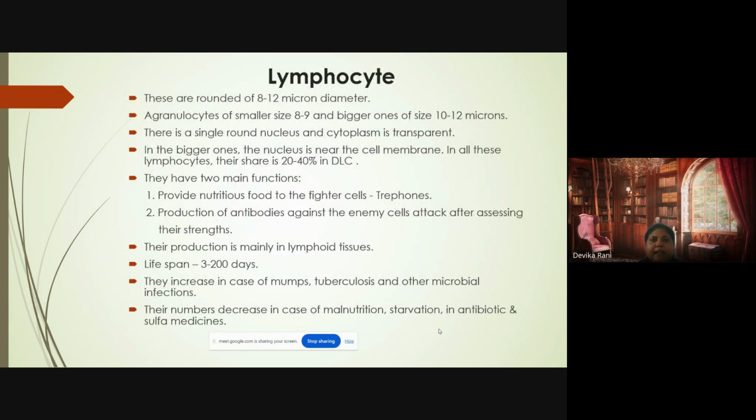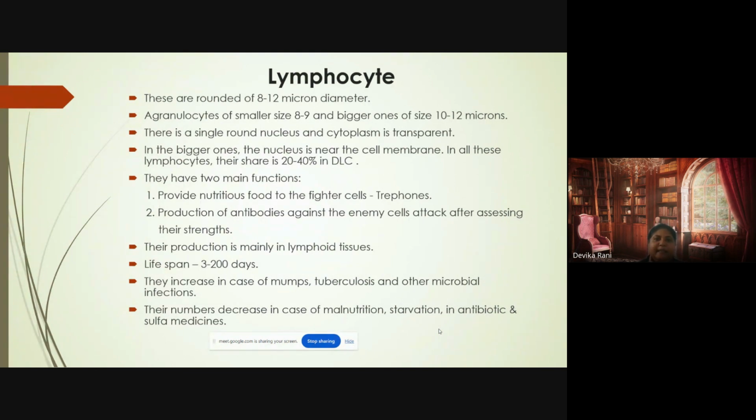Now we have a lymphocyte. These are round in shape, of 8 to 12 micron diameter. They are agranulocytes of smaller size, 8 to 9, and bigger ones of size 10 to 12 microns. Now, there is a single round nucleus in it, and the cytoplasm is transparent.